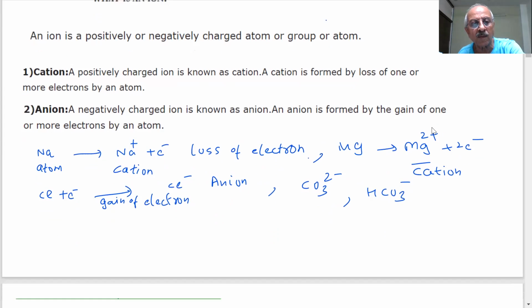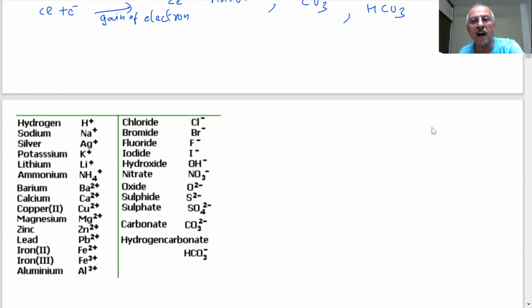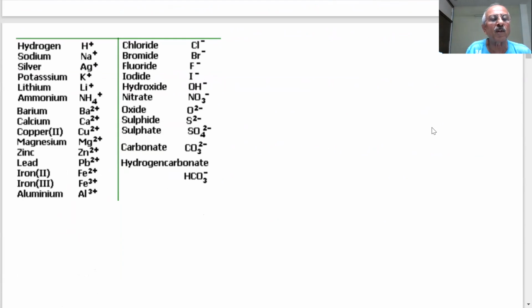So students, here are some of the ions I am talking about. You can see we have H plus ion, Na plus ion, Ag plus. These are positively charged ions. And you will find that H plus may not exist as such. It combines with water to form H3O plus. This is called the hydronium ion. So what are these? Cations, students.